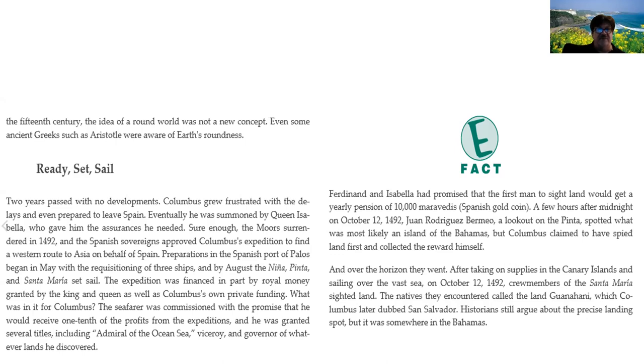Question here, what was in it for Columbus? The seafarer was commissioned with the promise that he would receive 1/10 of the profits of the expedition. And he was granted, okay. So I'll stop there. Well, I'll read the body, okay, it's not gonna be in the question. He was granted several titles, including Admiral of the Ocean Sea, Viceroy, and Governor of whatever lands he received.